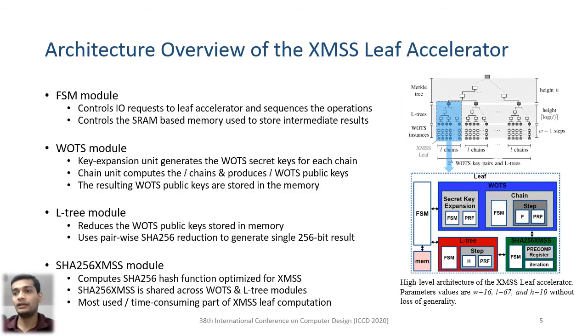The figure on the right shows the high-level architecture of the XMSS leaf accelerator. The design is organized into three modules: SHA-256, WOTS, and L tree. The FSM on the left controls the I/O requests to the accelerator and sequences the WOTS and L tree computation. It also controls the access to the memory module, highlighted in pink, that is used to store the intermediate results.